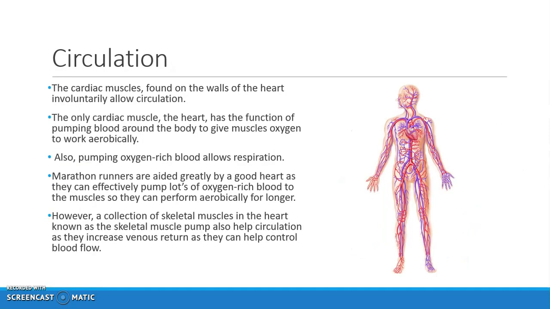Circulation. The cardiac muscles found in the walls of the heart involuntarily allow circulation. The only cardiac muscle, the heart, has the function of pumping blood around the body to give the muscles oxygen to work aerobically. Also, pumping oxygen-rich blood allows respiration, which allows us to live healthily. Marathon runners are aided greatly by a good heart, as they can effectively pump lots of oxygen-rich blood to the muscles so they can perform aerobically for longer, which is vital for long-distance running.